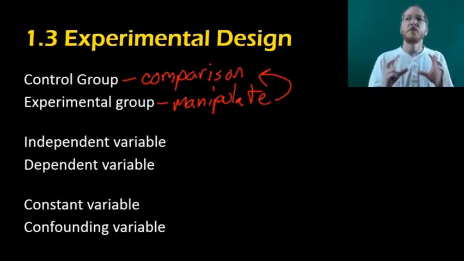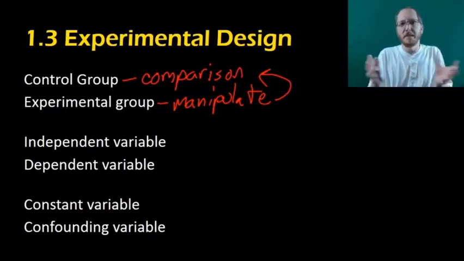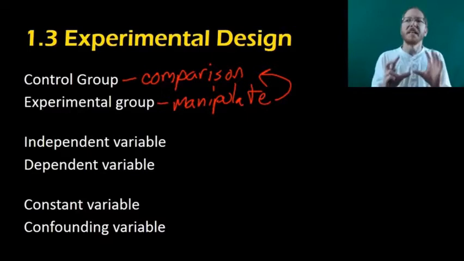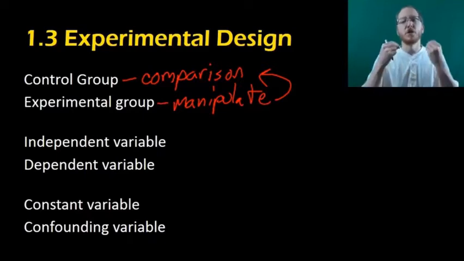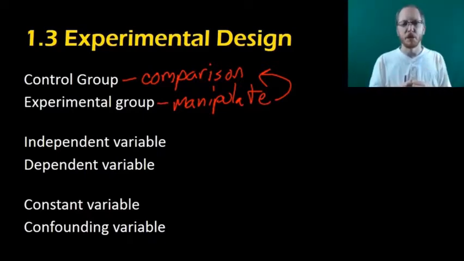Now, some labs will not lend themselves to having a control. Sometimes, basically, everybody's being experimented on. But if possible, if you're able to have a control group, you should always try to have one. That way you can set a baseline so we can figure out exactly how much something changes.